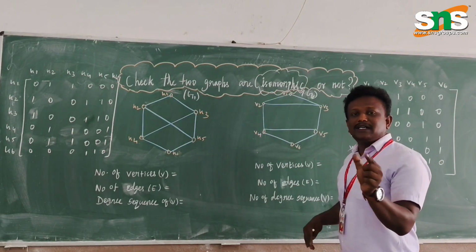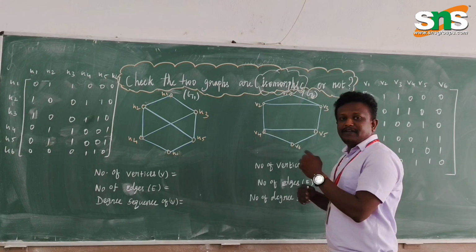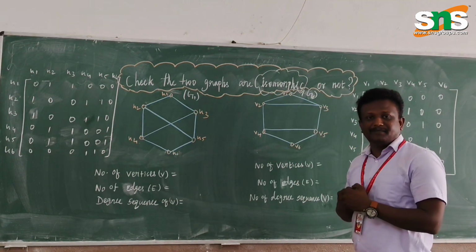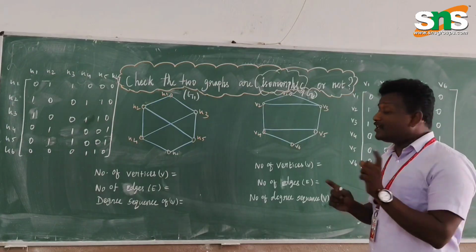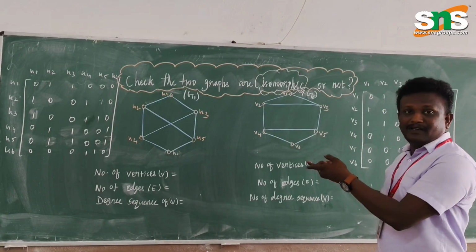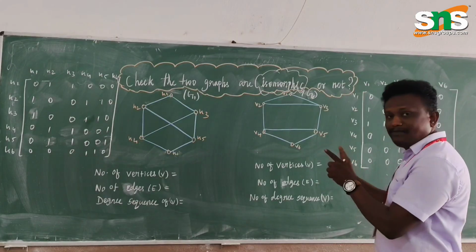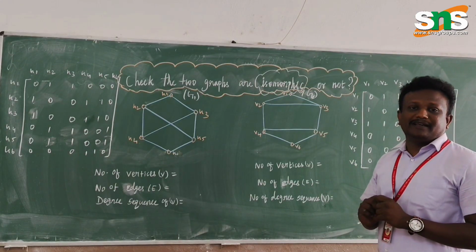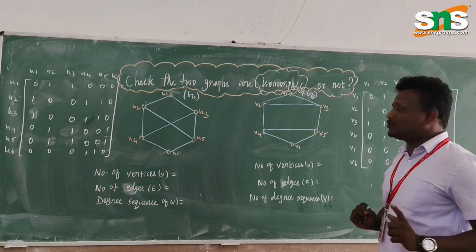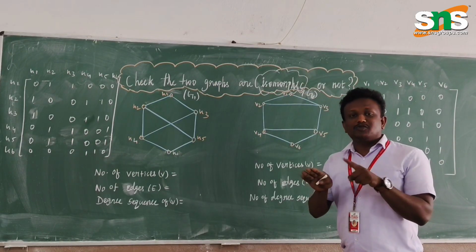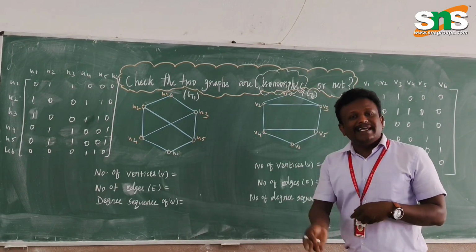Now look at these two graphs. When we look at these two graphs from the outside, they seem different, but actually they are not different on the inside. If we check the inside and both graphs are the same, then it is called isomorphic. This is what we mean by isomorphic. For isomorphic, both graphs should be equal on the inside.